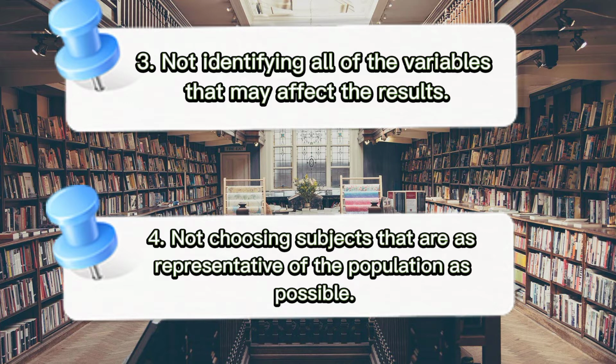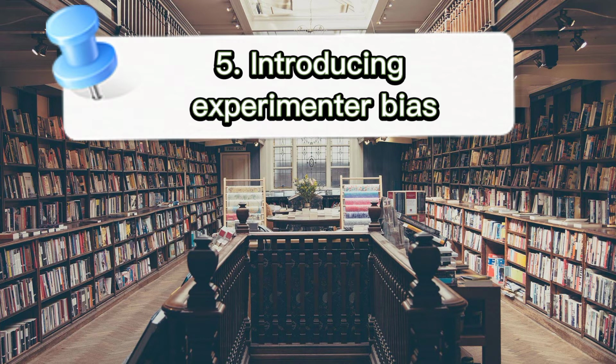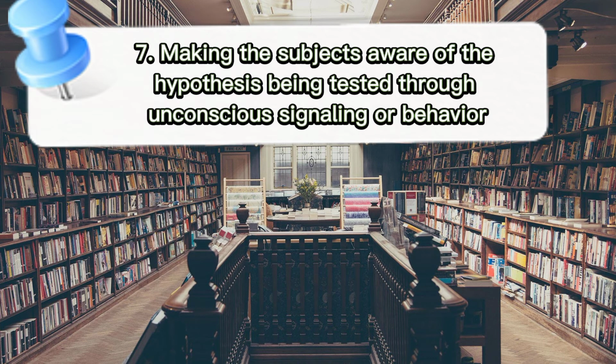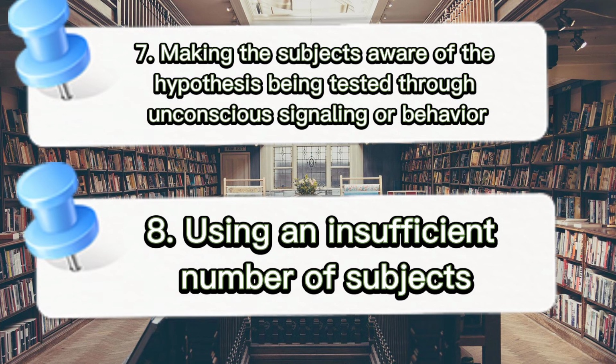population as possible. 5. Introducing experimenter bias. 6. Introducing subject bias. 7. Making the subjects aware of the hypothesis being tested through unconscious signaling or behavior. And lastly, 8. Using an insufficient number of subjects.